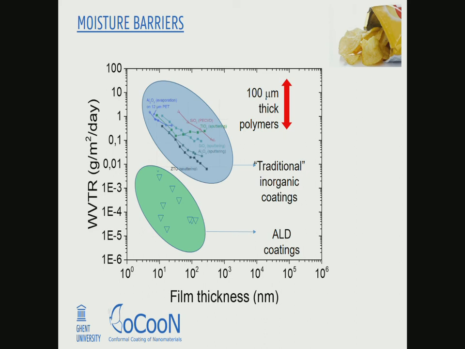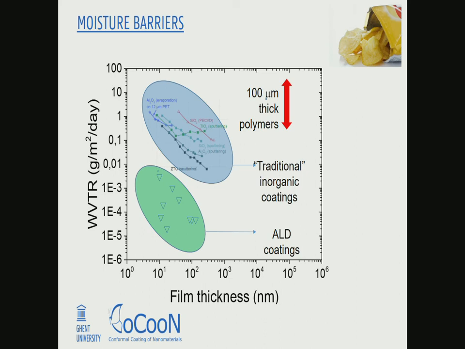This is the thickness of the film that you can apply as a moisture barrier, ranging from a couple of nanometers up to 100 micron in this case. Typical polymer films have hundreds of microns of thickness. And then this is the water vapor transmission rate, so the amount of grams of water that is transported per square meter of coating per day.